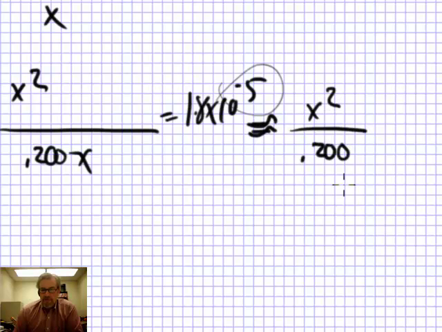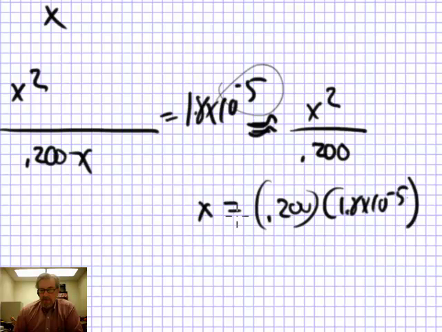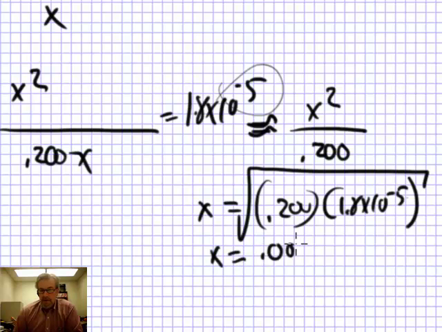So now to find x, I will just take 0.200, multiply by 1.8 times 10 to the negative fifth, and then take the square root. X turns out to be 0.0019, and that would be the H+ concentration at equilibrium.